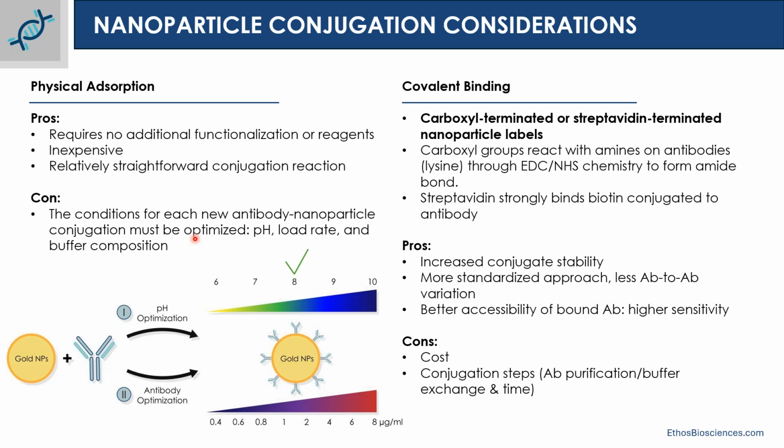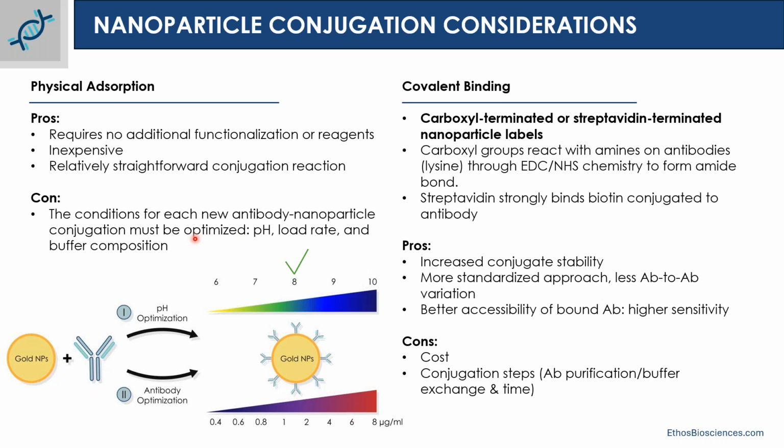So there are some advantages to using covalent binding: increased conjugate stability. There tends to be a more standardized approach to conjugation, so there's less variation from one antibody to the next. And ultimately, you can achieve a better accessibility of the bound antibody, which can lead to higher sensitivity and better performance. But of course, it comes at a cost. It comes at a cost of being more expensive and typically a more complex number of conjugation steps.